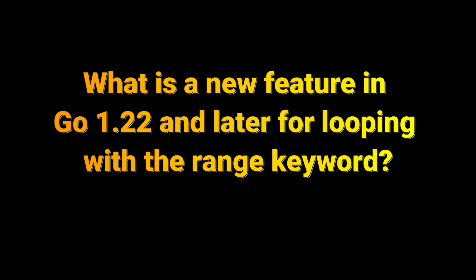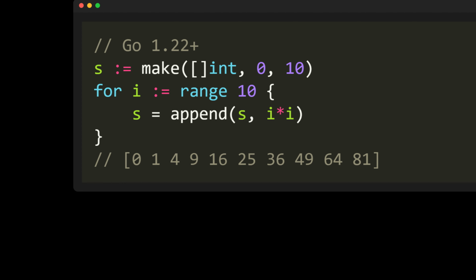Question: what is a new feature in Go 1.22 and later for looping with the range keyword? In Go version 1.22 and later, you can use the range keyword directly with an integer. This creates a loop that runs that many times. For example, this loop will run 10 times with i taking values from 0 to 9. This is useful for simple loops where you need to repeat something a specific number of times, like filling a slice with calculated values.